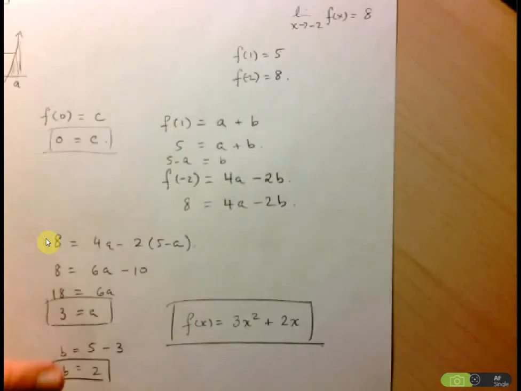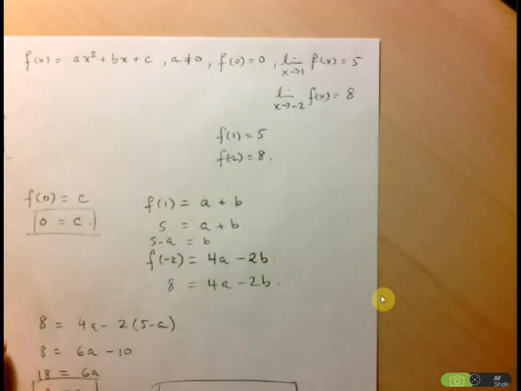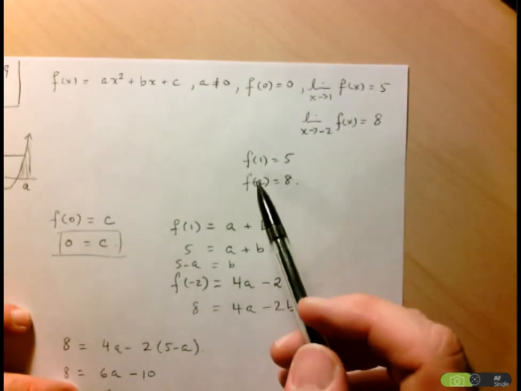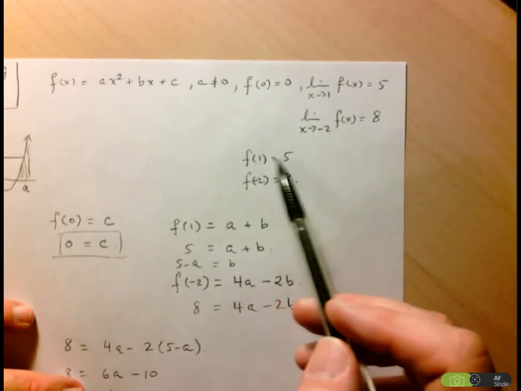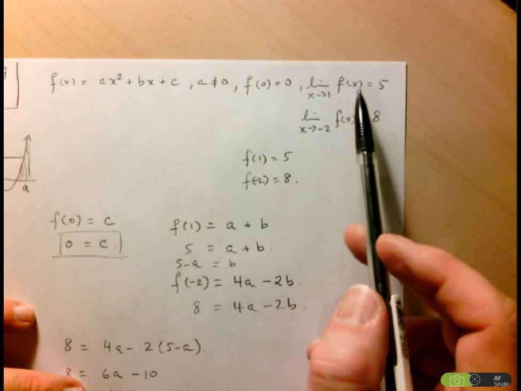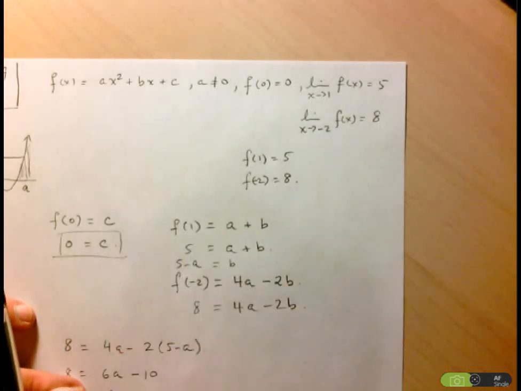Again, just a reminder that the only reason we were able to assume that f of 1 was equal to 5 based on this limit expression is because we knew that we were dealing with a function like a quadratic whose limit is always equal to the function value. Okay, that's it.